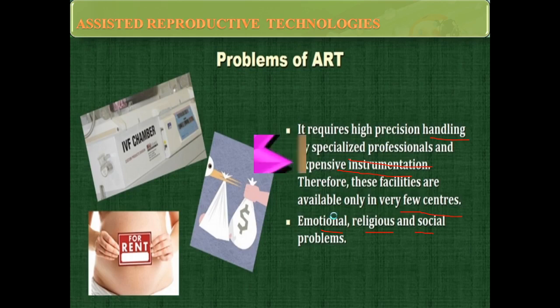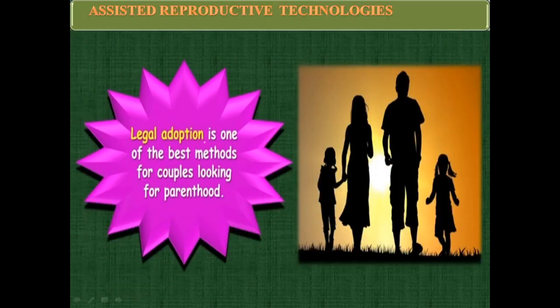The next topic we see is adoption. What is adoption? Legal adoption is one of the best methods for a couple looking for parenthood. An adoptive parent should be medically fit and financially able to take care of the adopted child. A person wishing to adopt a child must be at least 20 years old, but there is no legal upper age limit for adoption.